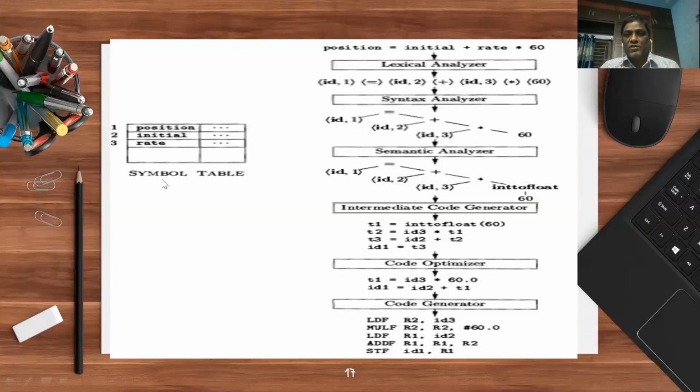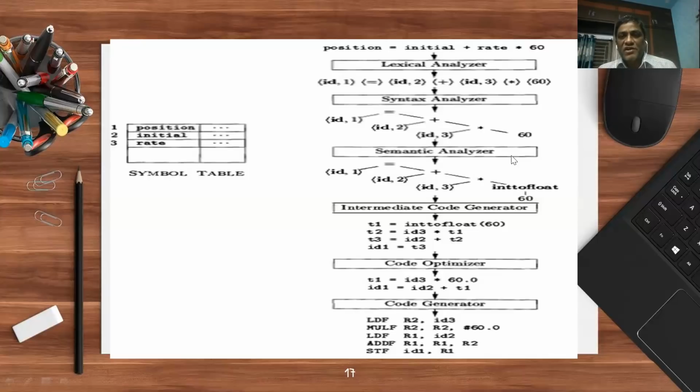Now, the syntax analyzer. What the syntax analyzer does is it builds a parse tree. This is also called a syntax tree, with the corresponding expression. The expression says that ID3 into 60 is added to ID2 and the result is copied to ID1. So ID1 is equal to ID2 plus ID3 into 60. That is what is written. Now, syntactically it is correct. Now, this tree is sent to the semantic analyzer.